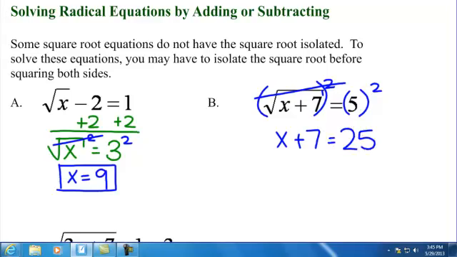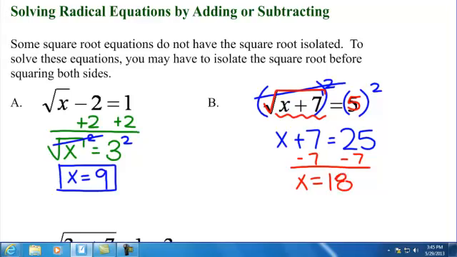And think about that for a second. It totally makes sense. Whatever was under here, I need to take the square root of, and I'm just going to be left with 5. So we want whatever's under there to be 25, so that when we take the square root of it, we just get 5. So now to get x alone, subtract 7 from both sides, doing a whole bunch of inverses, and we are left with x equals 18.